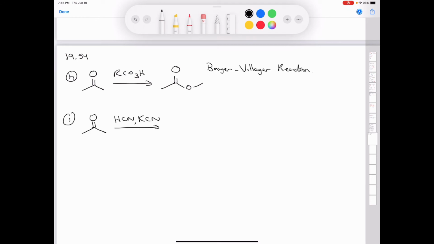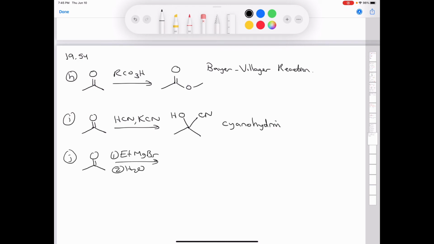Next, if we were to treat the ketone acetone with HCN and KCN, we make a cyanohydrin. So on what was the carbonyl carbon, we now have a hydroxyl group on it, and we also have a nitrile like that. That's a cyanohydrin. The next one is a Grignard reaction. We're treating the ketone with ethyl magnesium bromide followed by water. You can imagine the ethyl is a nucleophile, and so that's going to attack here, and we're going to end up with a tertiary alcohol, which would look like this. And so this, again, is a Grignard reaction.